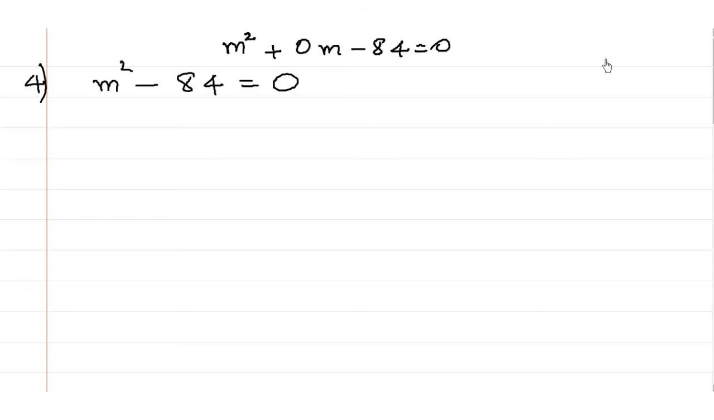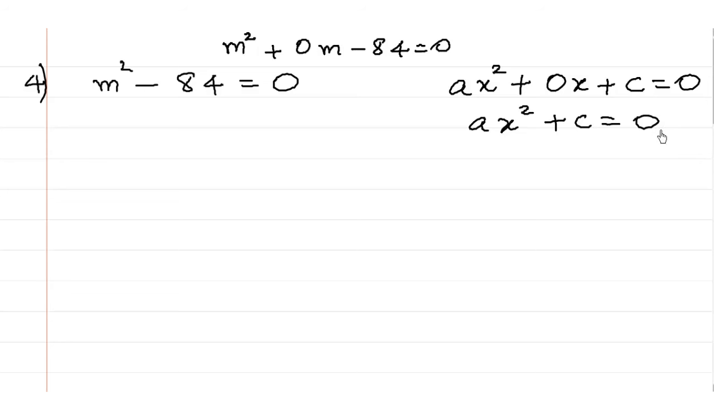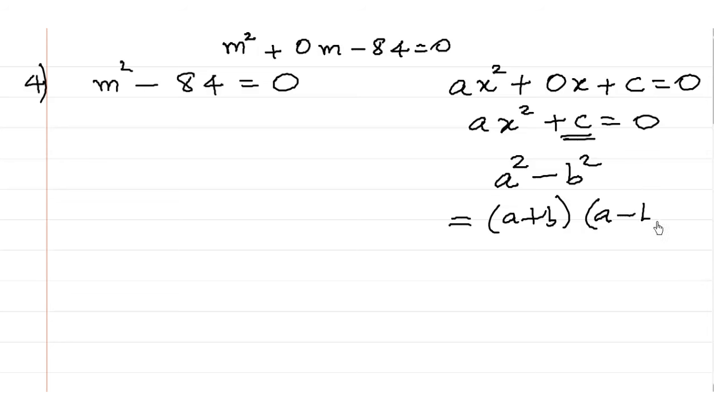So whenever the sums are in the form of ax square plus 0x plus c is equal to 0, or simply saying ax square plus c is equal to 0, we need to treat them in a different manner. And now I'm about to show how we are going to treat them. So we are going to use this particular formula. a square minus b square, just ignore this c right now. a square minus b square is equal to a plus b multiplied by a minus b.